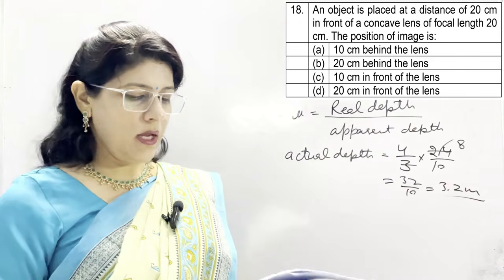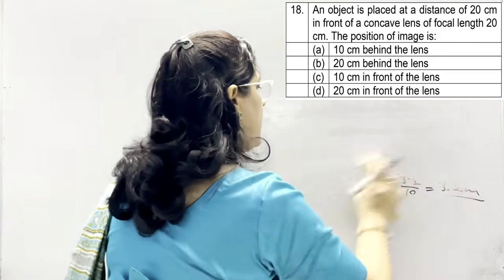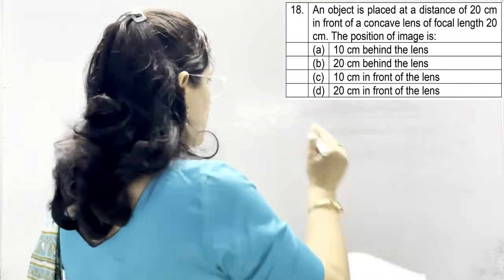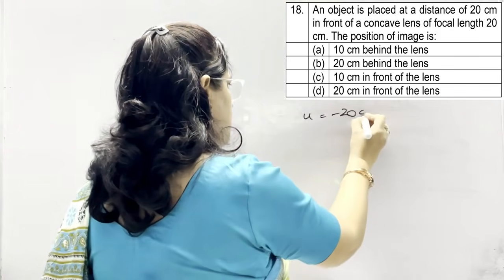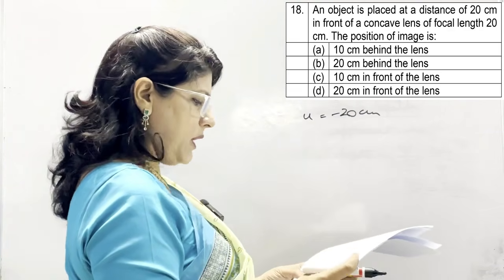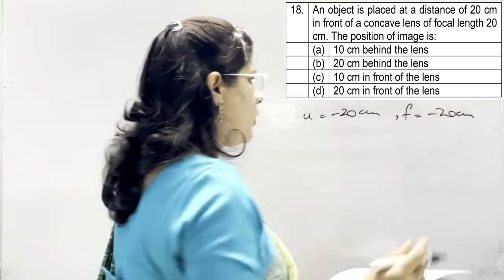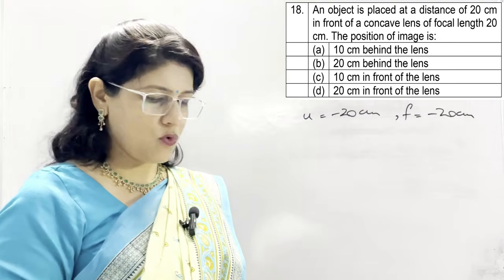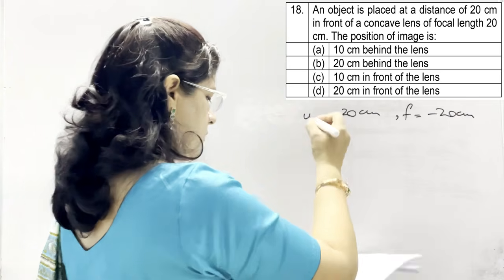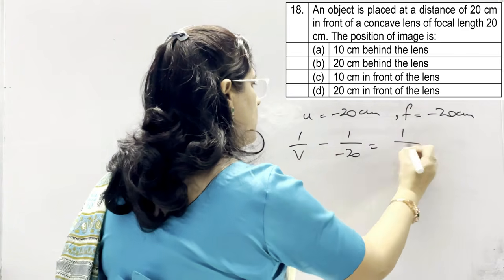In question number 18, an object is placed at a distance of 20 centimeter in front of a concave lens of focal length 20 centimeter. So u is given as minus 20 centimeter. It is in front of the lens. And concave lens of focal length 20 centimeter. It means focal length is also minus 20 centimeter, because we know in the case of concave lens, focal length is always negative. And the position of the image is, now for solution, 1 by v minus 1 by u is equal to 1 by f.